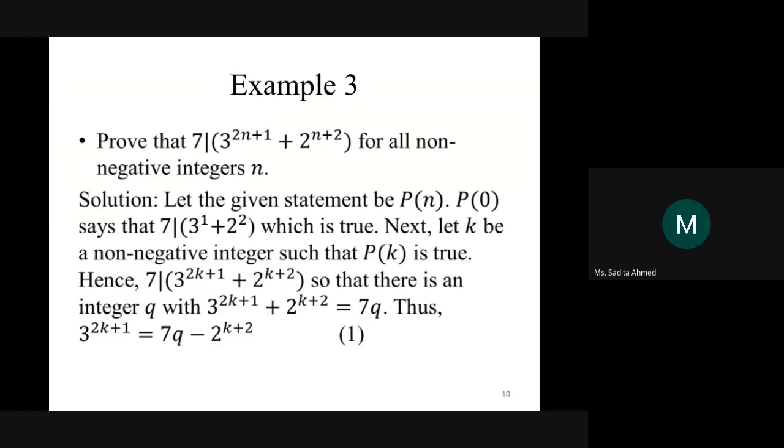So in induction, what do we do? In the basic step, we prove that the statement is true for the lowest possible value of n, which is 0. We did that. Lowest possible value of n is 0. We did that. What do we do in the inductive step?